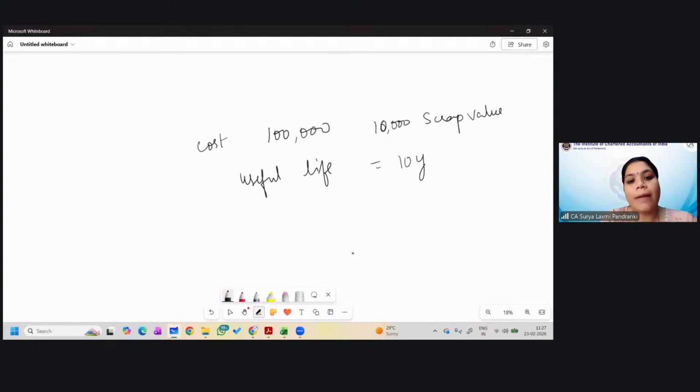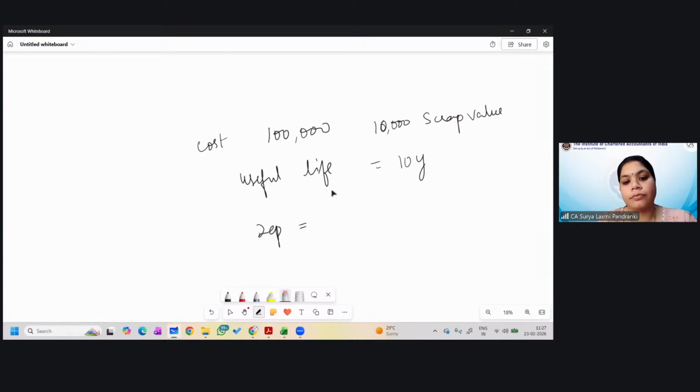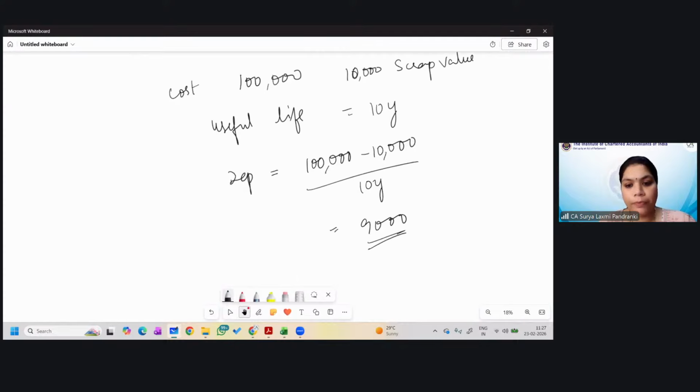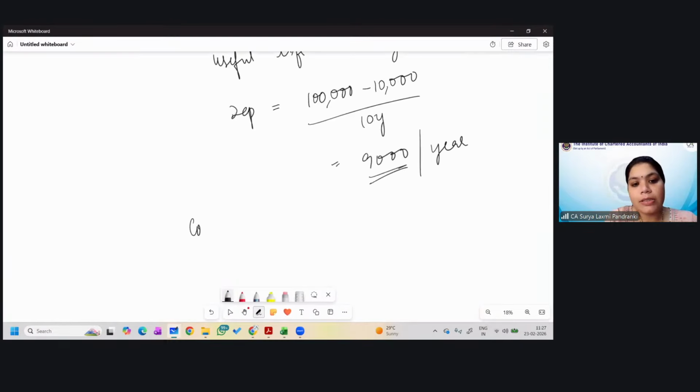So in this question, what will happen? Depreciation will be equal to 1 lakh minus 10,000 divided by 10 years, right? So this will be equal to 90,000 by 10. So 9,000 is your depreciation for 1 year. Now, I'll show this.